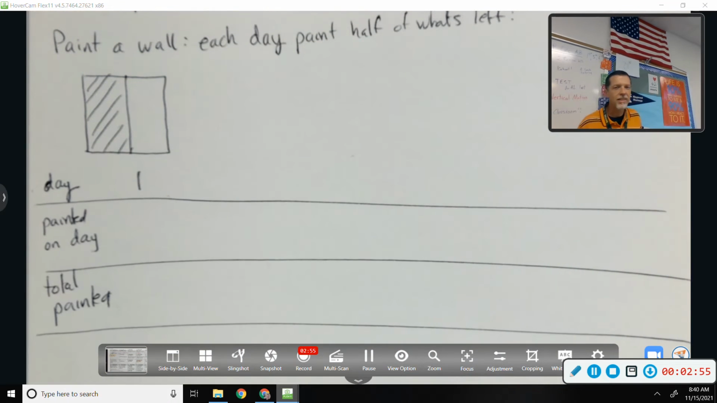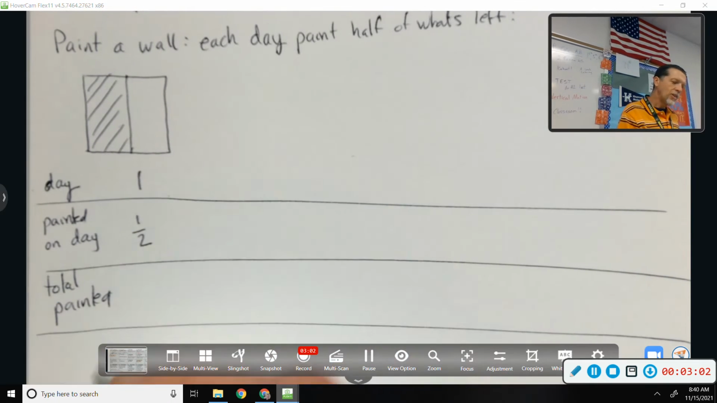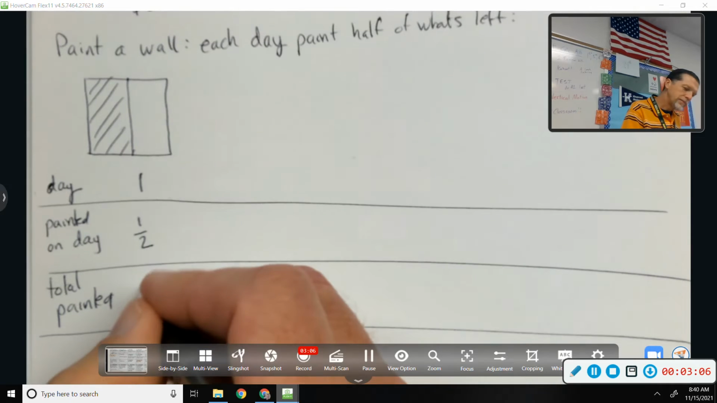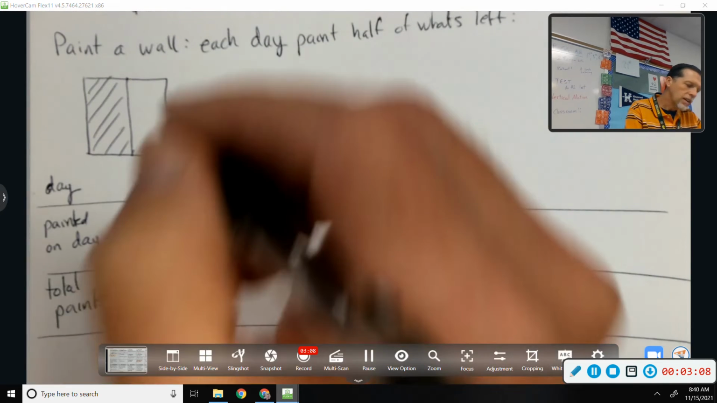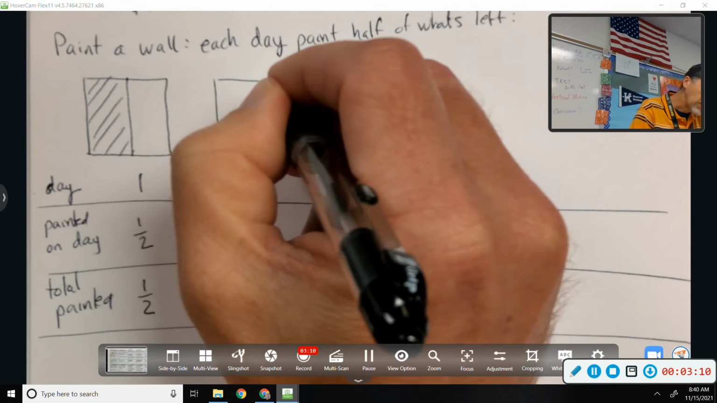Day 1. How much of the wall did we paint that day? Half the wall. So at the end of day 1, how much of the wall is painted? Half the wall. Day 2. Okay, that was the easy part. Day 2.